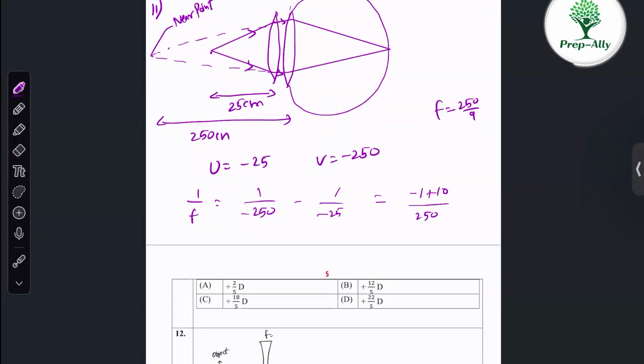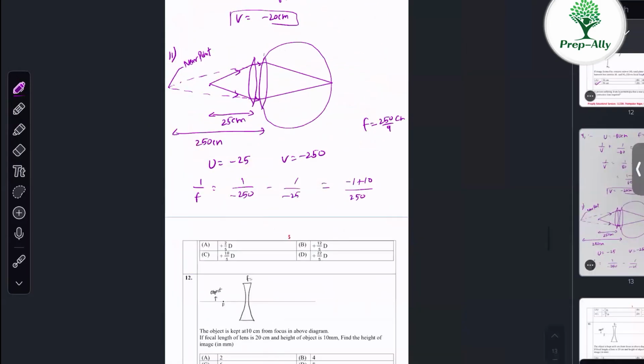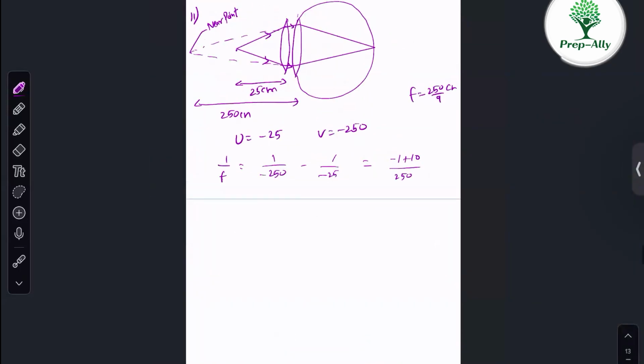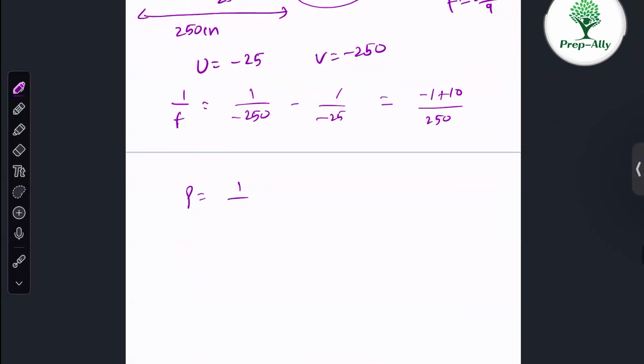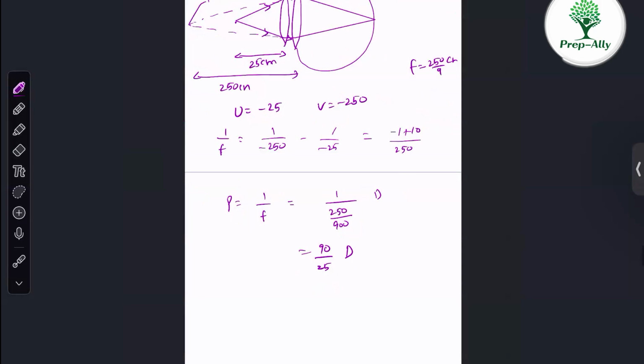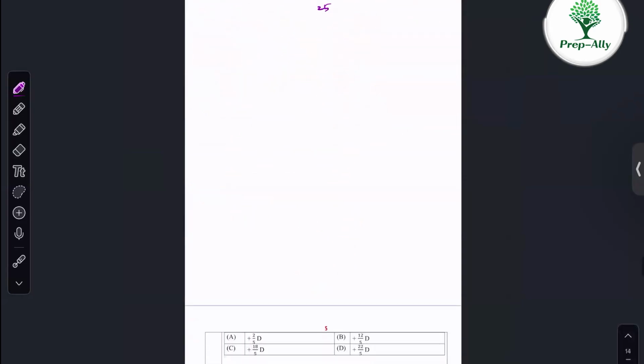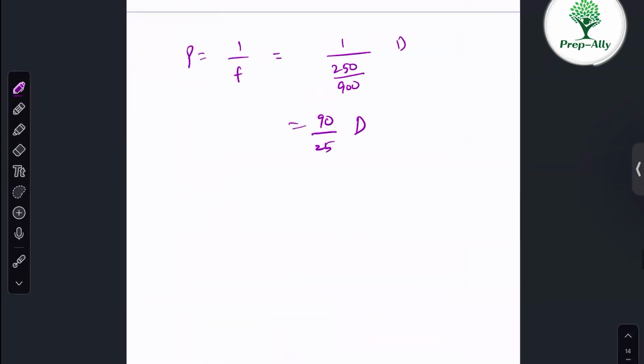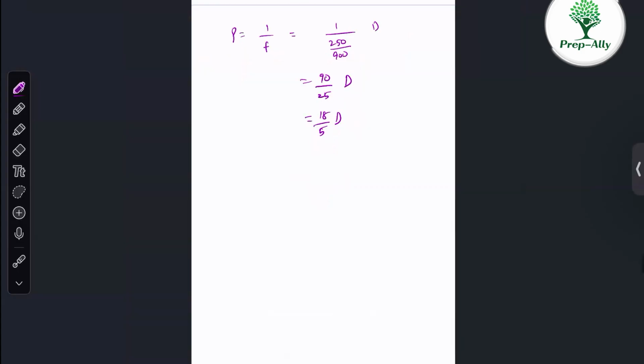So we're asking for the power in diopter. Power is 1 by focal length. So 1 by 250 by 9 divided by 100. So 90 by 25 diopter. It is 18 by 5 diopter.